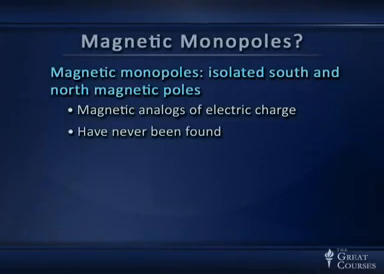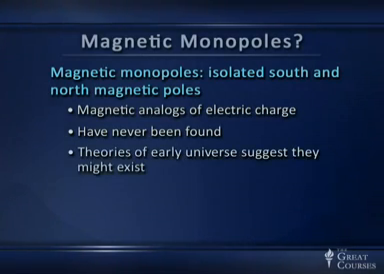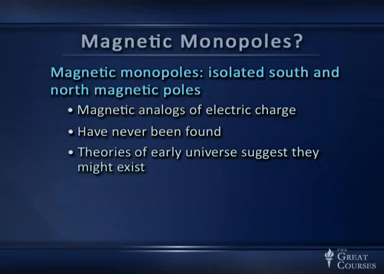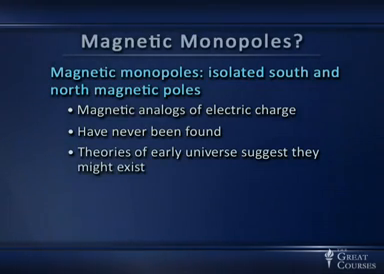They've never been found, although scientists have searched for them. There are theories of the early universe that suggest these magnetic monopoles might exist. But we have never found any, and if they do exist, there are good reasons from astrophysical arguments to suggest that they are very rare. So as far as we're concerned, there are no magnetic monopoles.